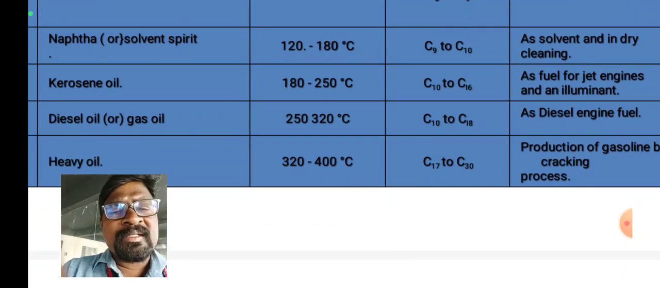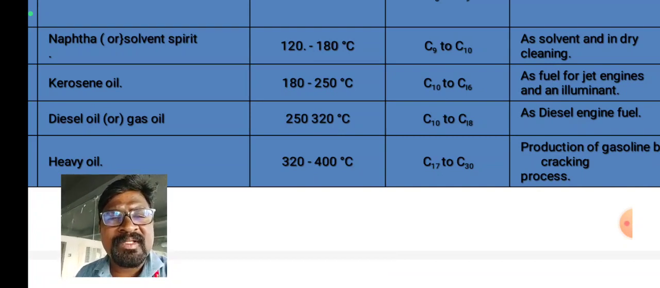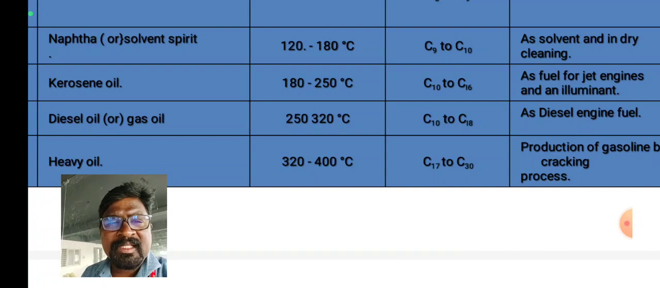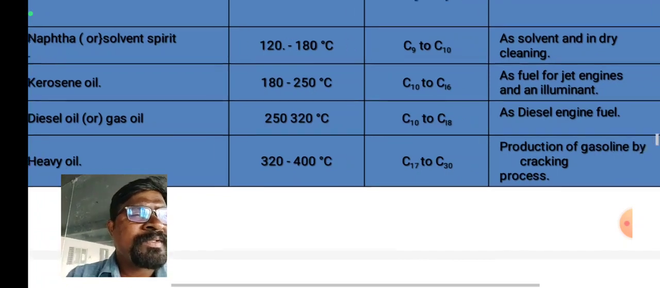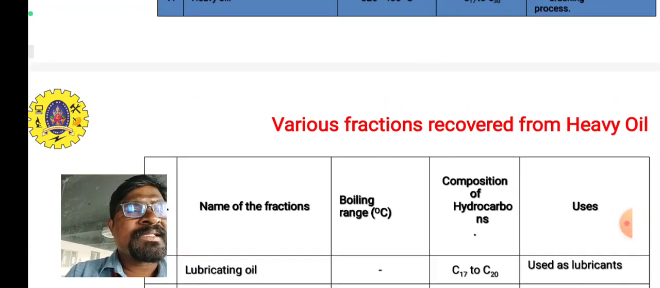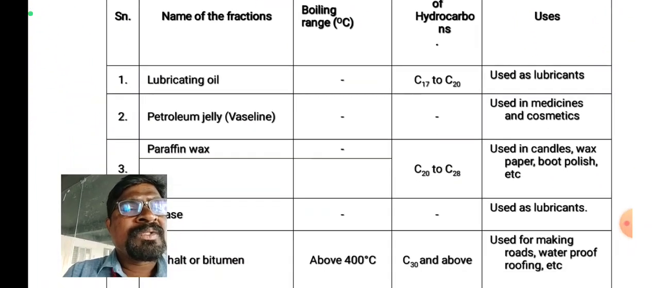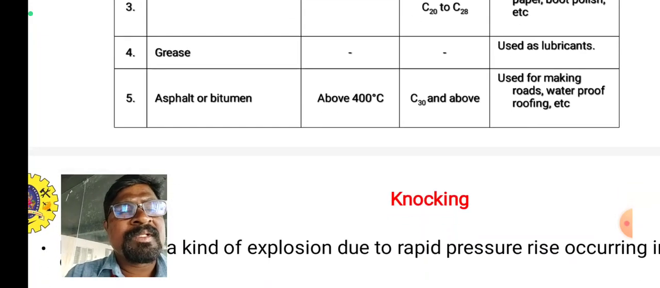Diesel oil, where the boiling point is between 250 to 320 degrees Celsius. We are using it as a diesel engine fuel. And the last one is the heavy oil, which we collect at the lower bottom portion of the furnace. That is, the boiling point is 320 to 400 degrees Celsius. It is used for the production of gasoline by the cracking process. And the various fractions obtained from heavy oil are shown in the images also: grease, asphalt, bitumen, etc.